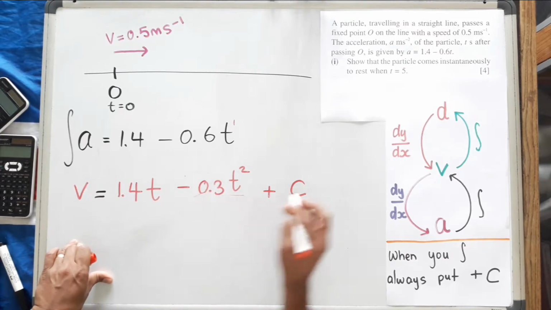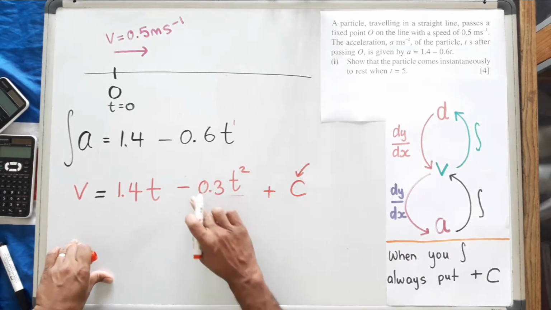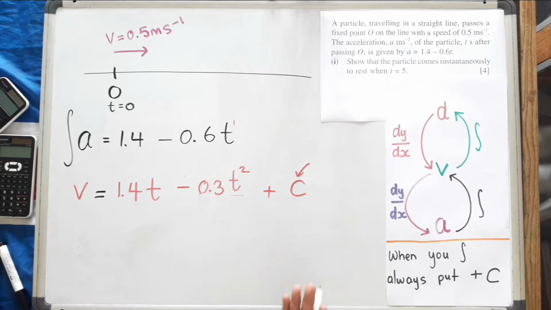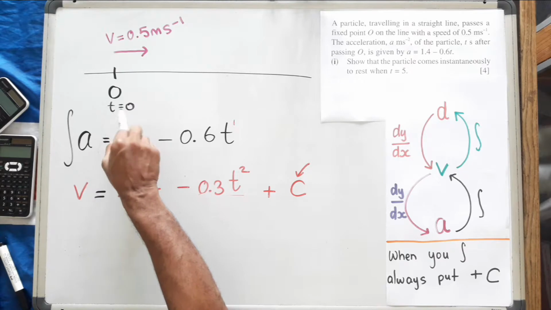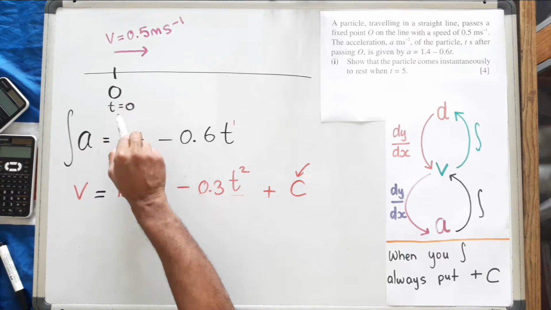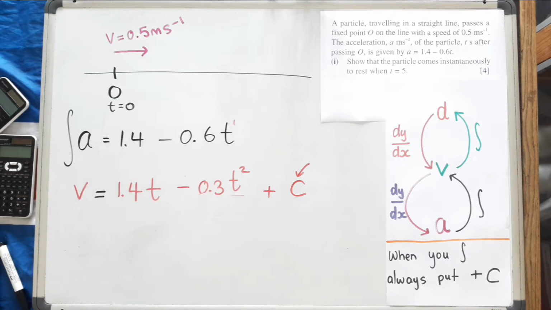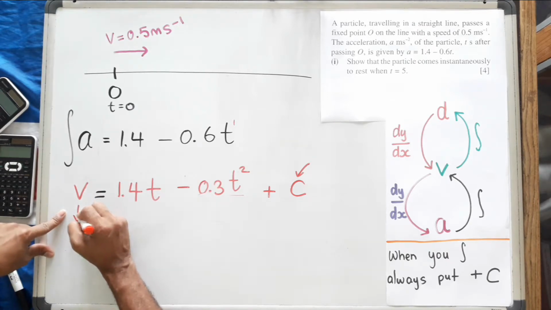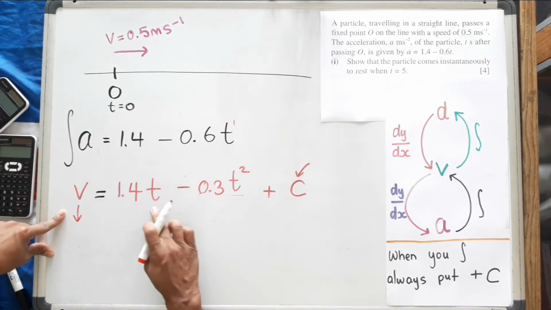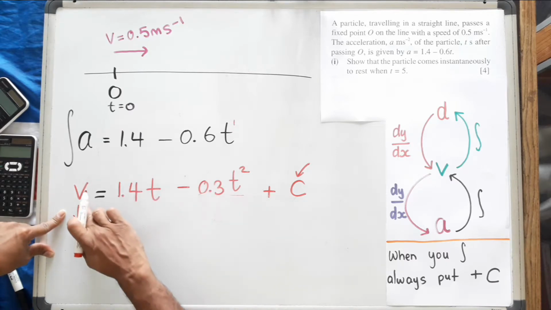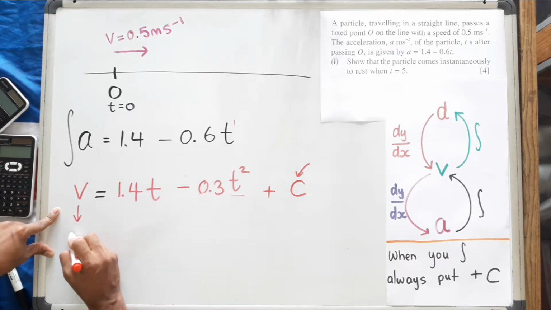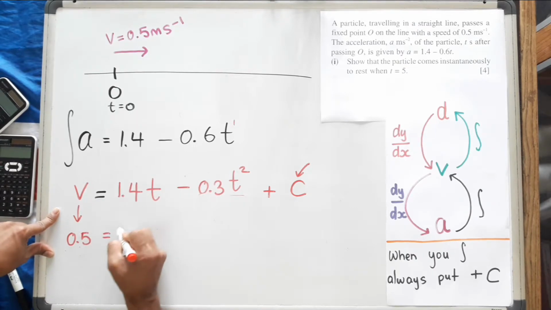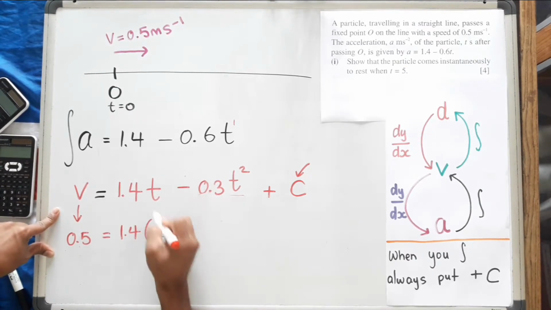Right. Now, to find the value of c, they have to give us a hint. They have to give us certain information. And they did. They said, not directly, of course, but from analyzing the question, that when time is 0, my velocity at the same point in time is 0.5. So that means when t is 0, I can replace t with 0, but the corresponding value for v is 0.5. So I'm going to replace my v with 0.5 and all my t's with 0.